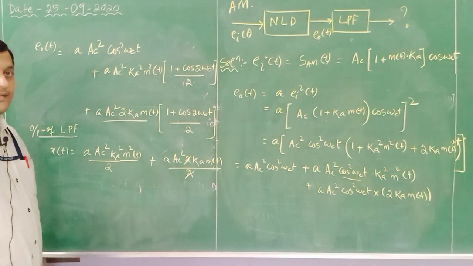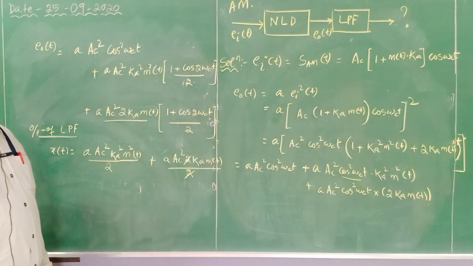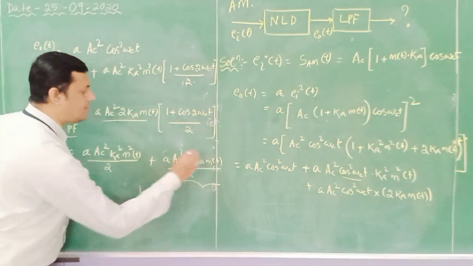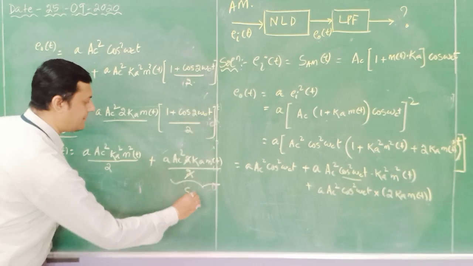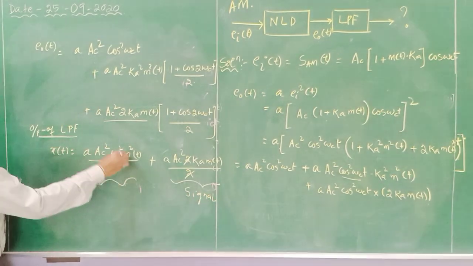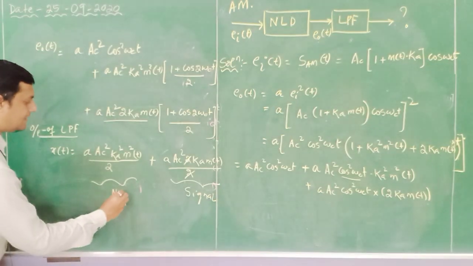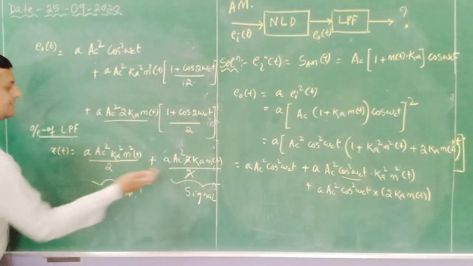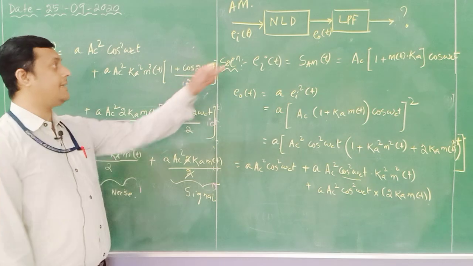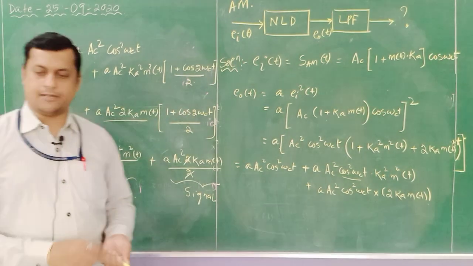Now this equation is quite similar to the equation I discussed while discussing the signal to noise. Here you can see it is only the presence of M of T, so you can say this is the presence of signal. And this is the presence of M square of T which will contribute as noise. So this is my signal power, this is my noise power, and this is the output of LPF. These are the two components at the output of LPF.